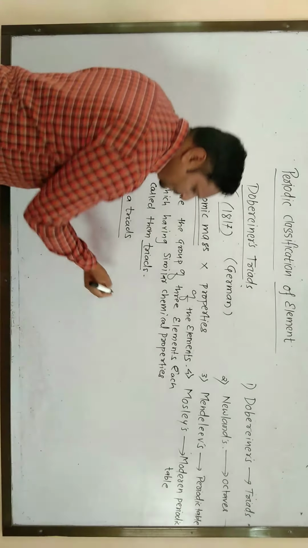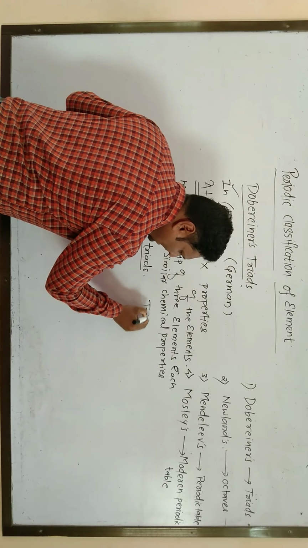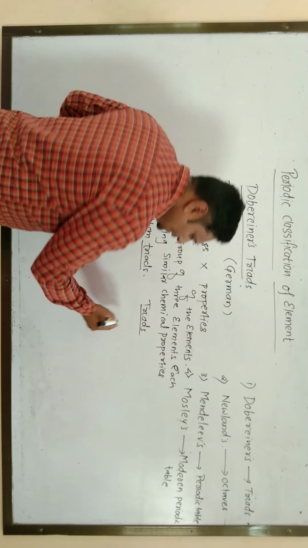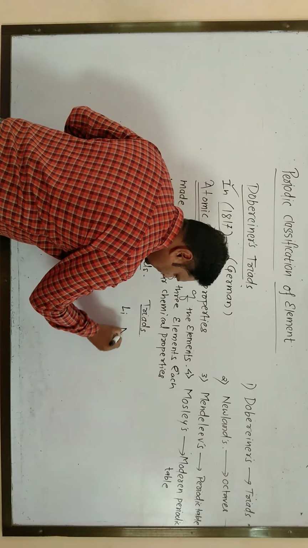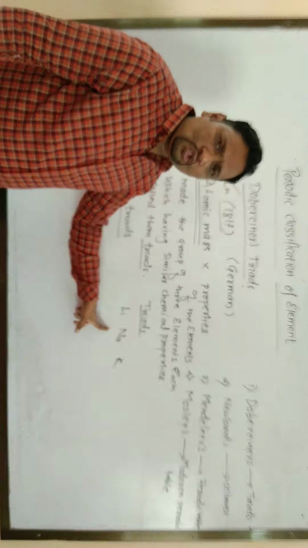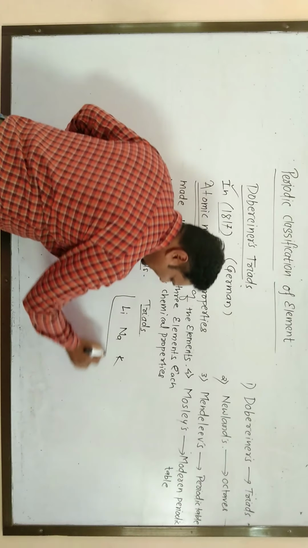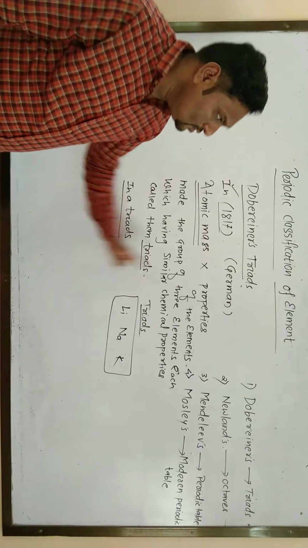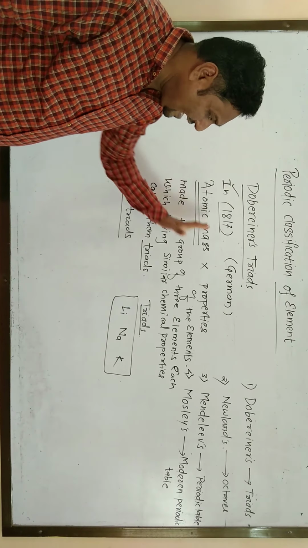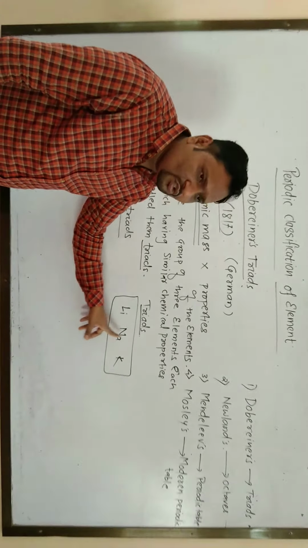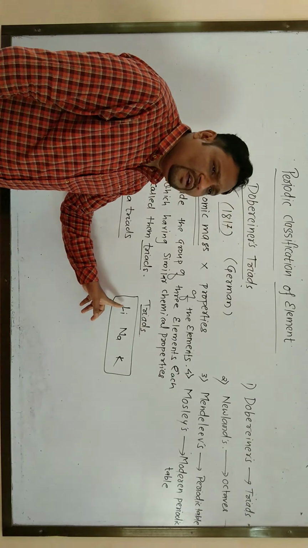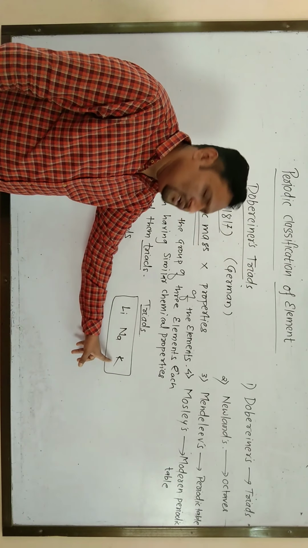Okay, for example, take a triad from the Döbereiner triads. Lithium, sodium and potassium. This is the triad which was made by Döbereiner. So according to this triad law, the atomic mass of sodium is approximately equal to the mean of the other two elements, that is lithium and potassium.